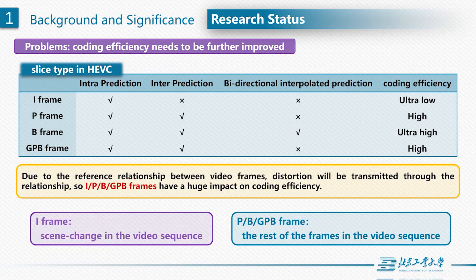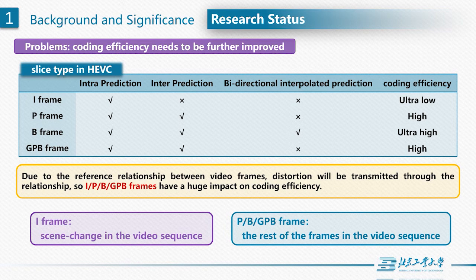According to the definition of the slice type of each frame in the video sequence by HEVC, frames can be divided into I, P, B, and GPB frames, and the corresponding coding efficiency is shown in this table. Noticeably, a GPB frame that references its previous two frames replaces the P frame in the low delay mode. Due to the reference relationship between video frames, distortion will be transmitted through the relationship. So, I, P, B, and GPB frames have a huge impact on coding efficiency.